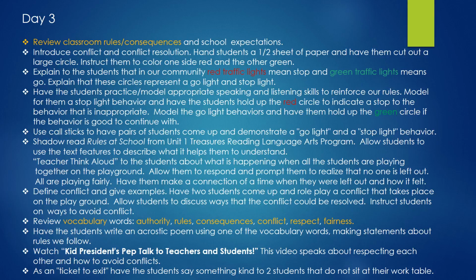Shadow read Rules at School from Unit 1, Treasures Reading Language Arts program. Allow the students to use their text features to describe what helps them to understand. Teacher think aloud to the students about what is happening when all of the students are playing together on the playground. Allow them to respond and prompt them to realize that there's not one person left out. They're all playing fairly. Have them make a connection to a time when they were left out and how it made them feel. Define conflict and give examples of conflicts.